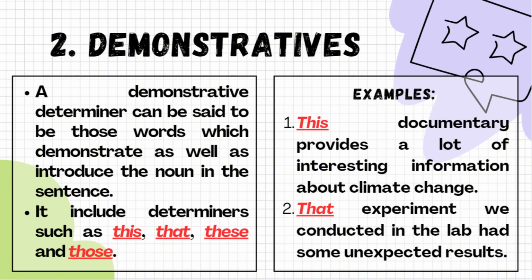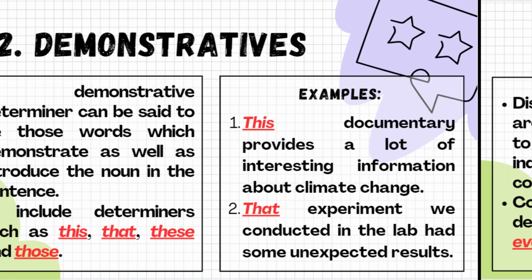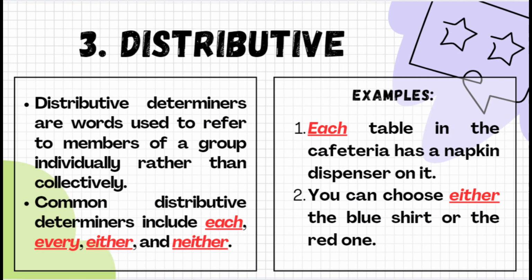The second example, that experiment we conducted in the lab had some unexpected results. That refers to a specific experiment previously mentioned or understood. Third, distributive determiner. It is used to refer to members of a group individually rather than collectively. These are words that refer to individual members of a group rather than the group as a whole. Common distributive determiners include each, every, either, and neither.